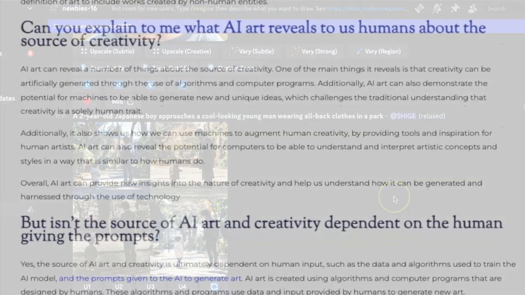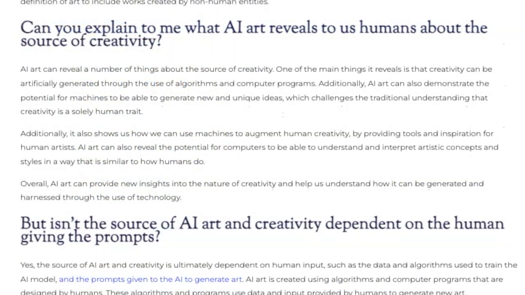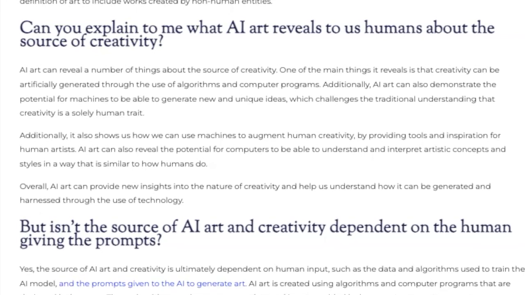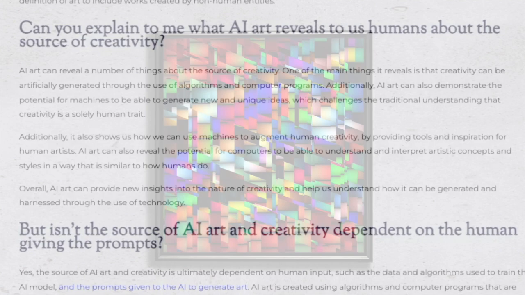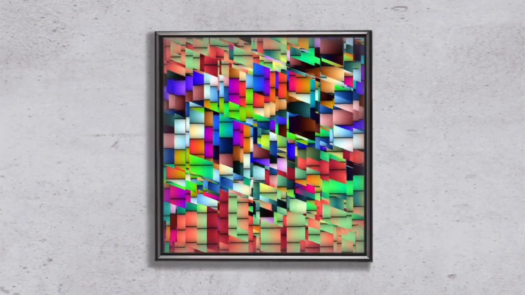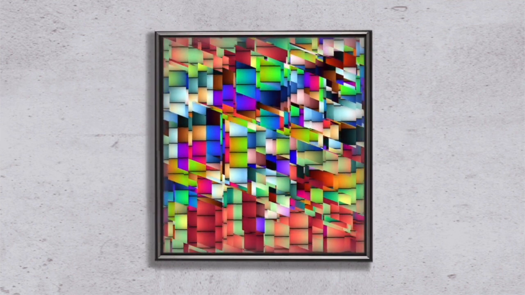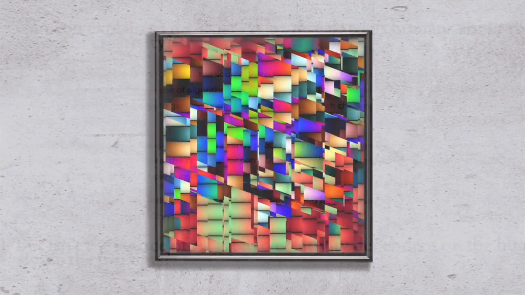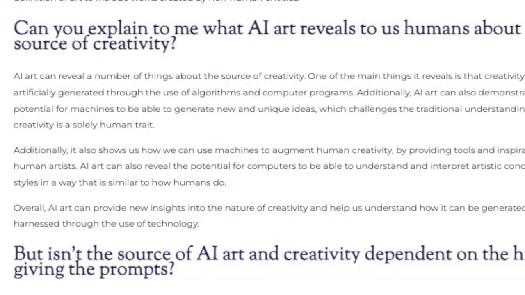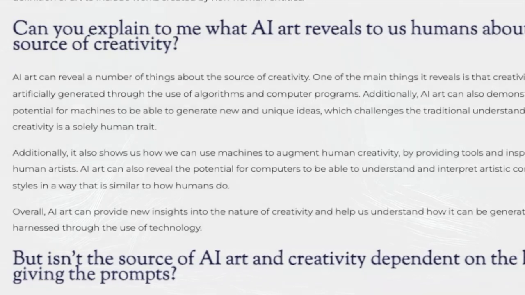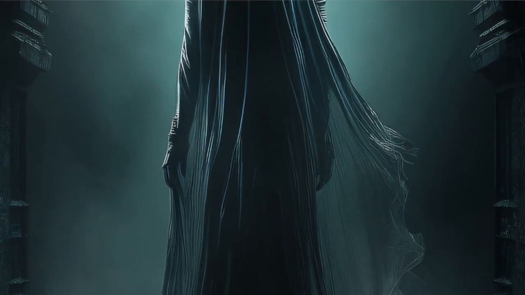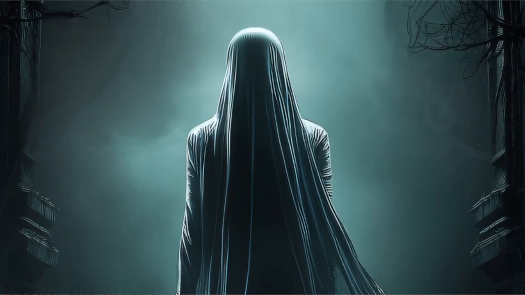Can you explain to me what AI art reveals to us humans about the source of creativity? AI art can reveal a number of things about the source of creativity. One of the main things it reveals is that creativity can be artificially generated through the use of algorithms and computer programs. Additionally, AI art can also demonstrate the potential for machines to be able to generate new and unique ideas, which challenges the traditional understanding that creativity is a solely human trait.